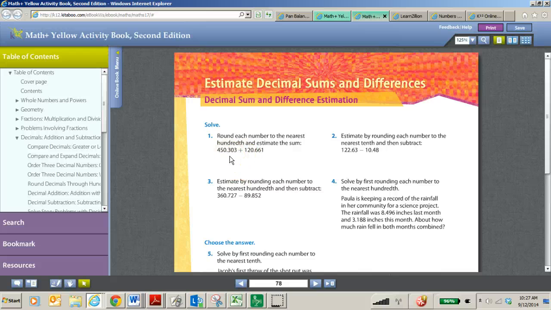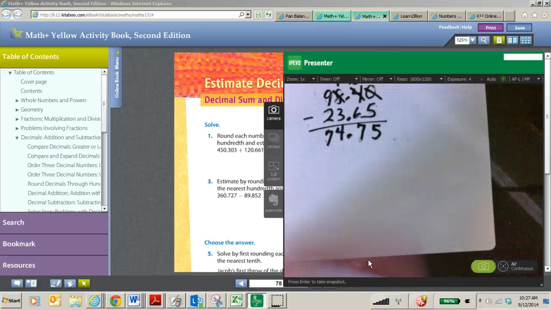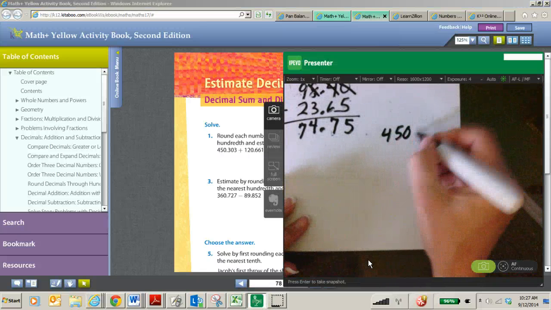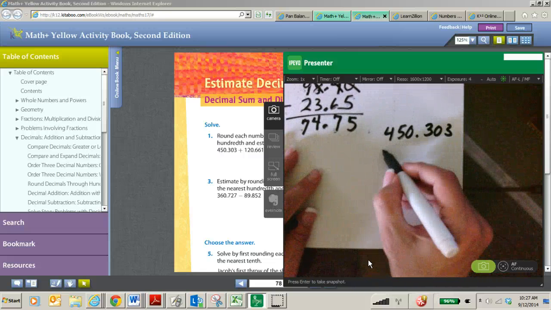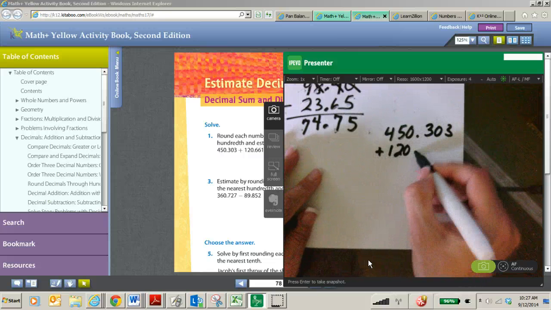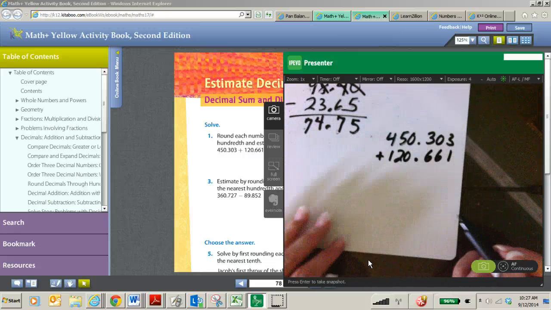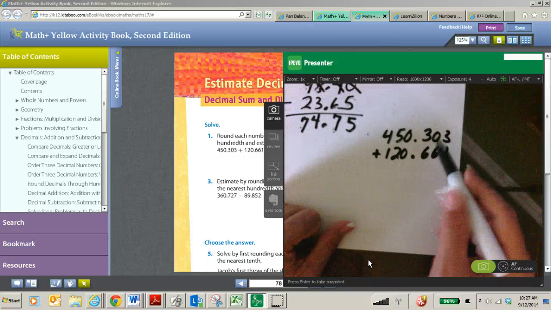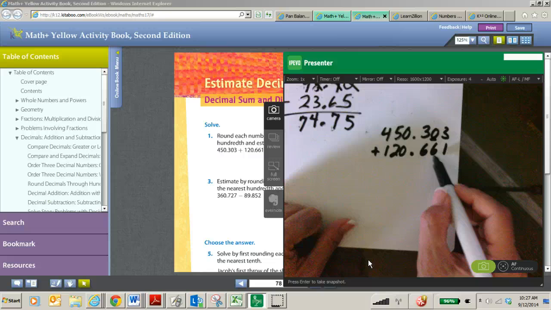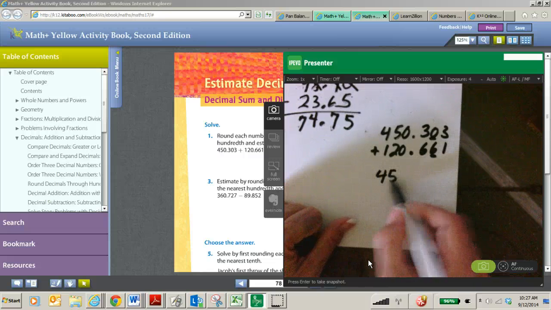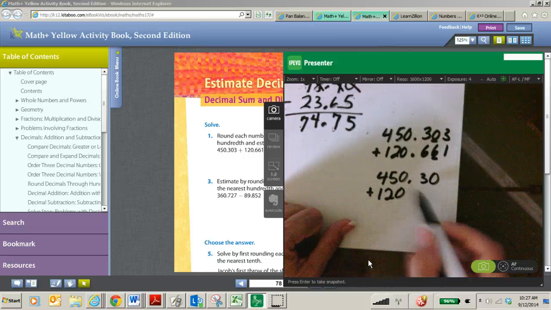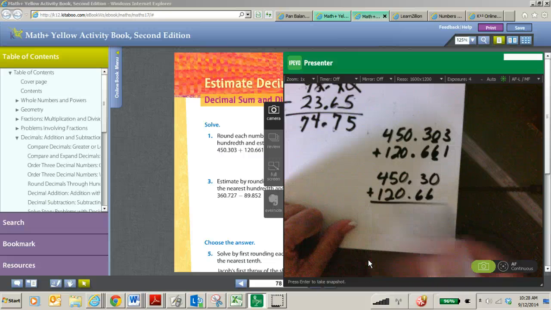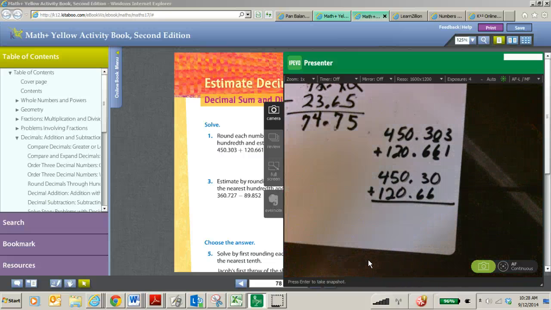So if we rounded those to the nearest hundredth, let me turn my webcam on again. So let's see, we have 450 and 303 thousandths plus 120 and 661 thousandths. If I rounded to the nearest hundredth, I would round to this digit right here. So I'd have 450 and 30 hundredths plus 120 and 66 hundredths. And then I would add as usual.